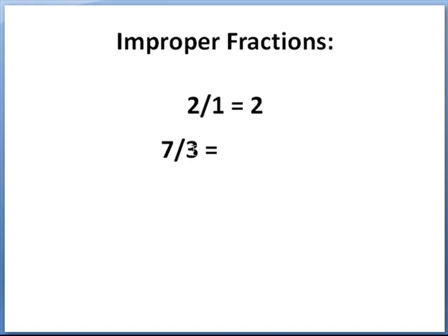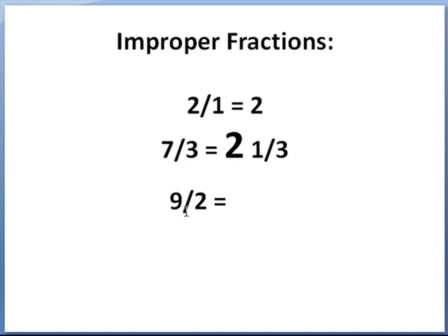Let's take a look at 7/3. How many times will 3 go into 7? 3 will go into 7 2 times, so that's 6. And 7 minus 6 is 1, so we wind up with 2 and 1/3. You can check yourself this way by simply saying, okay, 3 times 2, that's 6, plus 1, that's 7, that's 7/3.